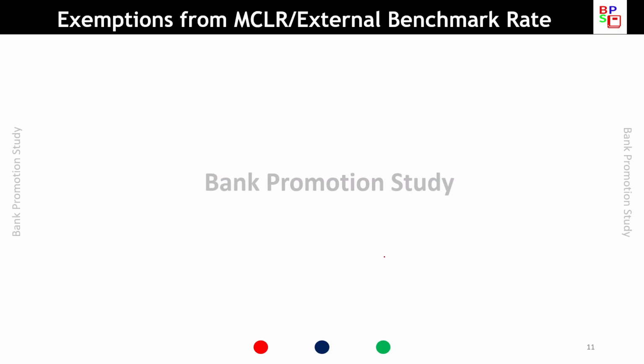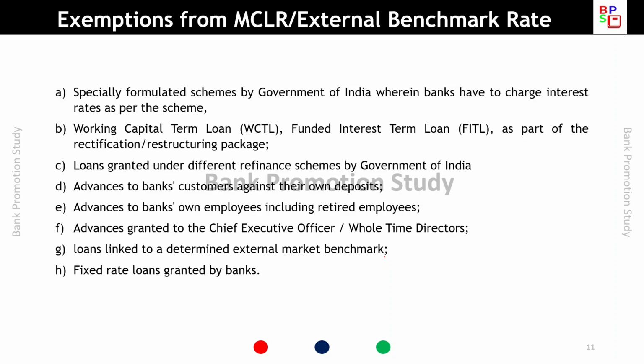Exemptions from MCLR and external benchmark rate. Following are the exemptions from MCLR and external benchmark rate. Specially formulated schemes by Government of India, wherein banks have to charge interest rates as per the scheme. Working capital term loan, funded interest term loan as part of the rectification or restructuring package. Loans granted under different refinance schemes by Government of India. Advance to bank's customers against their own deposits. Advance to bank's own employees including the retired employees.